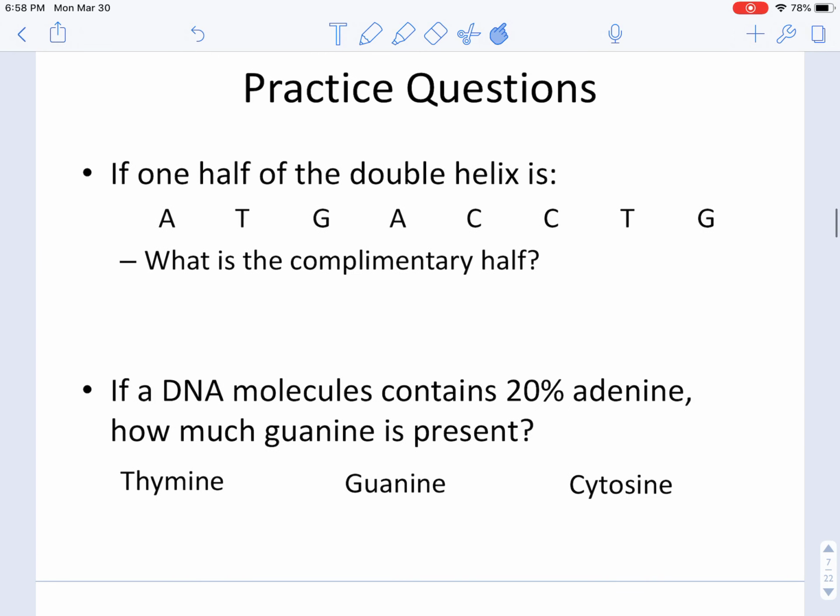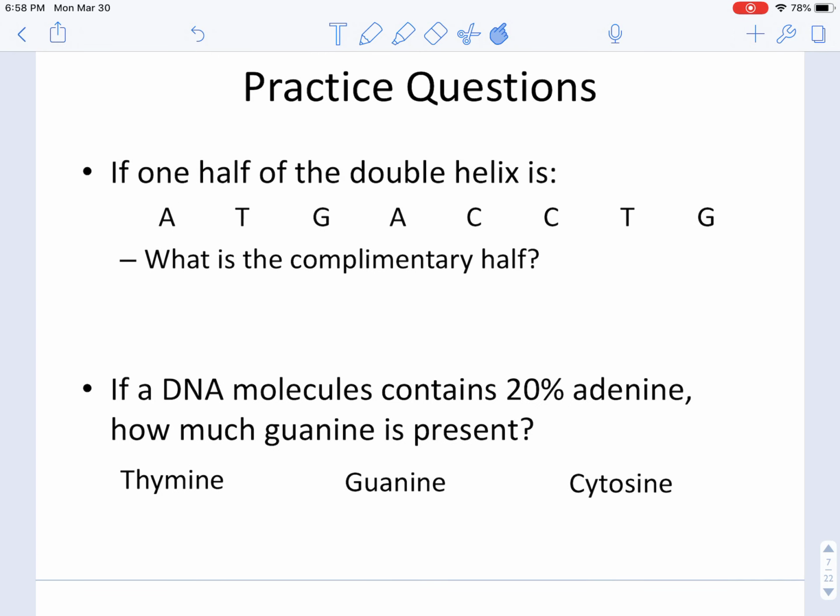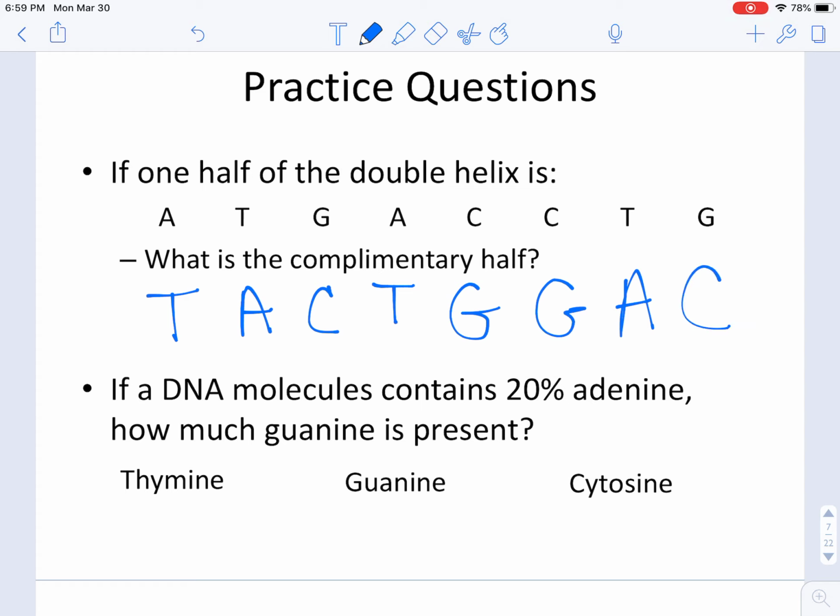So one of the skills that we'd like you to have is, if I give you one side of the double helix, could you tell me what the complementary half is? So if this is ATG at the top, the complements would be what pairs with what. A pairs with T, T pairs with A, G pairs with C, A pairs with T. Next we have another G, a G, A, and C. So all you have to do is find the complementary other half of the double helix.